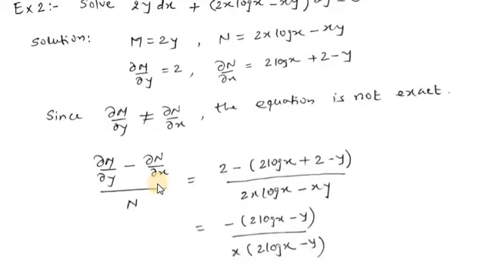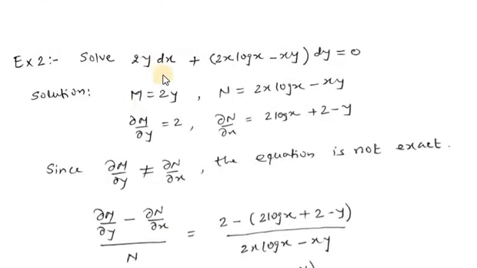We have to solve this differential equation: 2y dx plus (2x log x minus xy) dy equals to 0. First of all, comparing this equation with the standard form M dx plus N dy equals to 0, we have M equals to 2y and N equals to 2x log x minus xy. Now partial derivative of M with respect to y, del M by del y, is 2, constant, and derivative of y with respect to y is 1, so the result is 2.